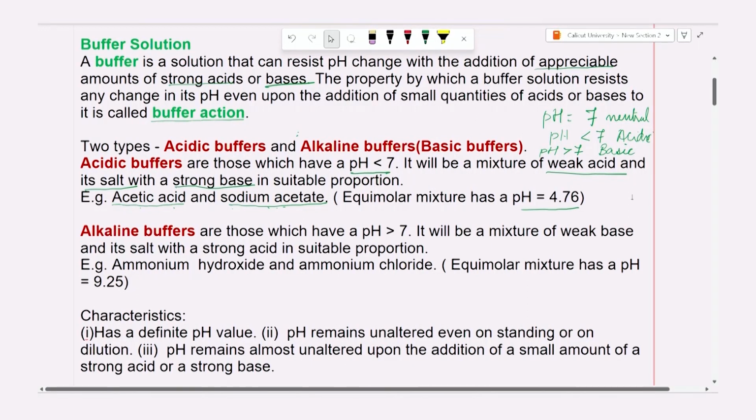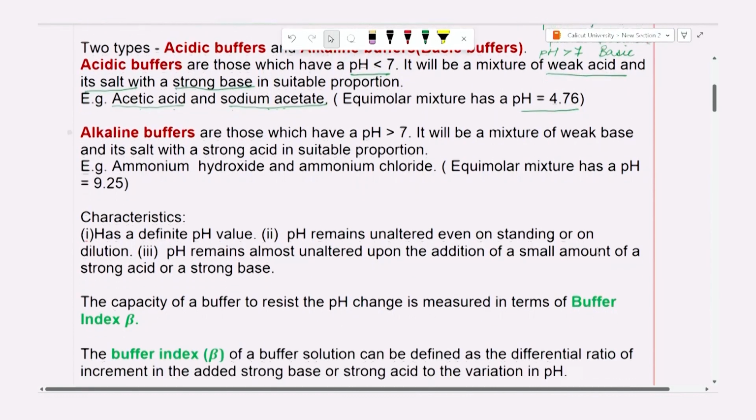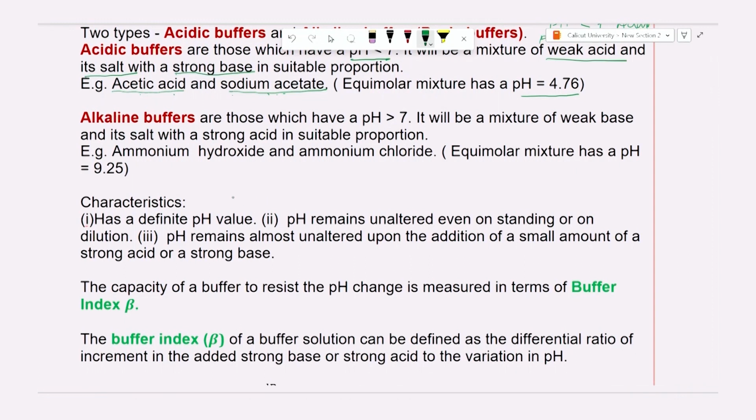If you vary the amounts of acetic acid and sodium acetate, you can have the value of pH differing. Next come the alkaline buffers, or you can call them basic buffers. Basic buffers are those which will have a pH greater than 7. In this case, it should be a mixture of a weak base. In the other case, it was a weak acid. In this case, it is a weak base and its salt. The salt should be from a strong acid. It is very important.